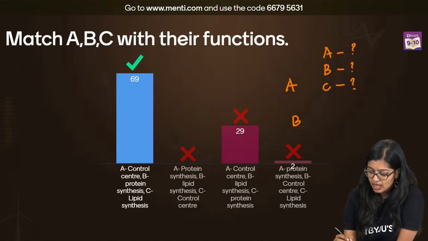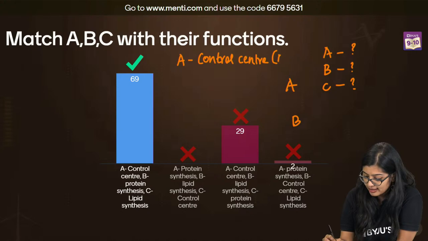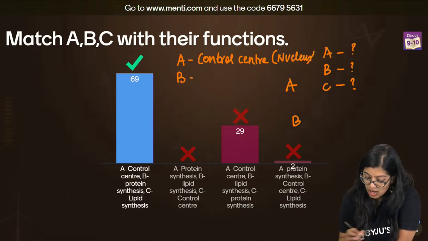What happened? What was A? A was your nucleus, right? Which is your control center. So, A right here is the nucleus. Now, you have B. Now, what was B?